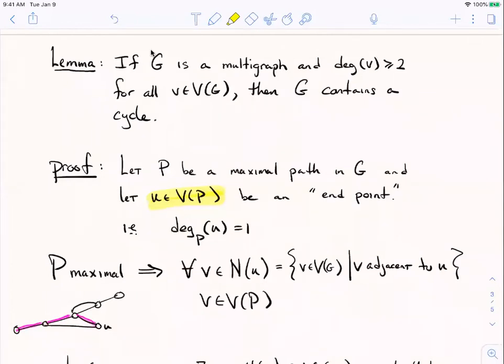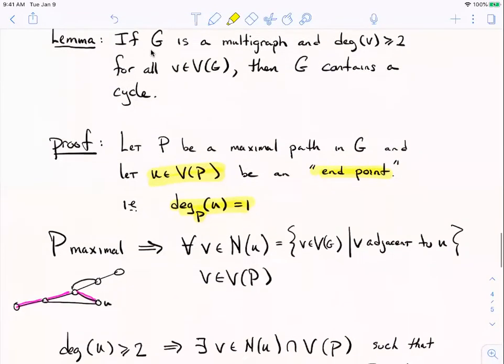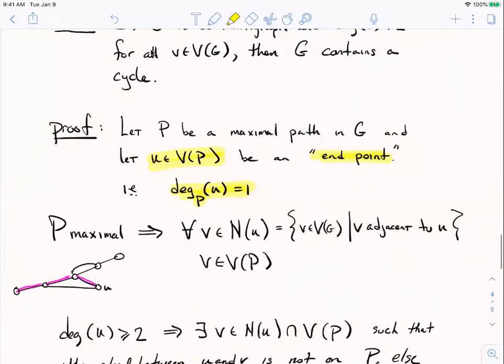So I take some maximal path, pick a vertex on it that's a so-called endpoint. You know what I mean by the endpoint of a path, but if you want to be slightly more rigorous, I mean in the subgraph of this path, the degree of this vertex is 1. So you're ignoring everything but the pink edges, then U has degree 1. So paths have 2 such things, pick 1. Now we're going to use the maximality.